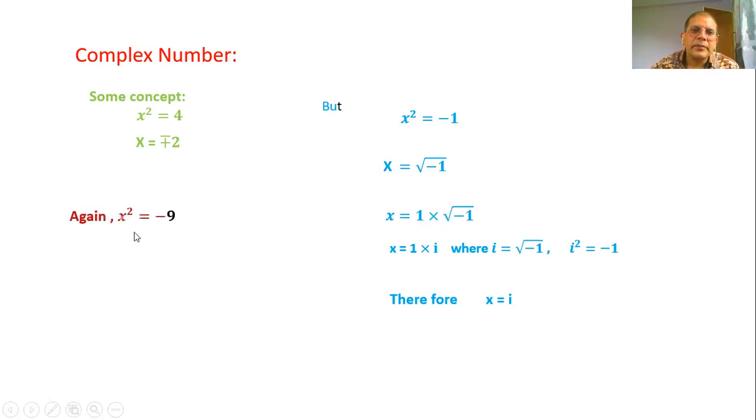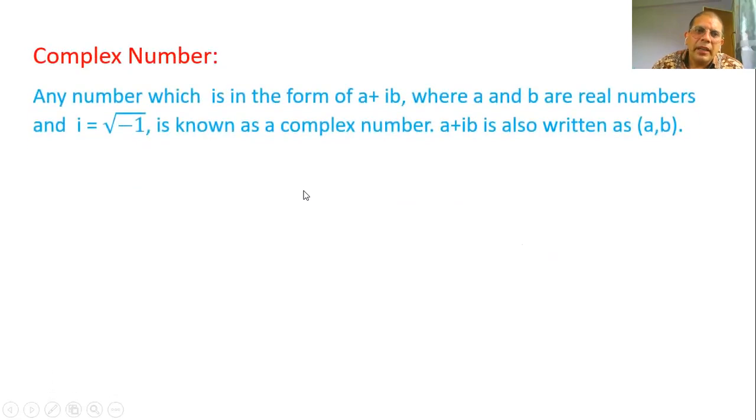Again, x square is equal to minus 9. If you have this, then you can write down minus 1 into 9. Now separate this one, root under minus 1 and root under 9. Root under 9 is 3 and it is I. So x is equal to 3I. This is your simple concept, and try to take the basic concept of this imaginary concept. Now I want to define complex number. For this complex number, I want to write down like this way.